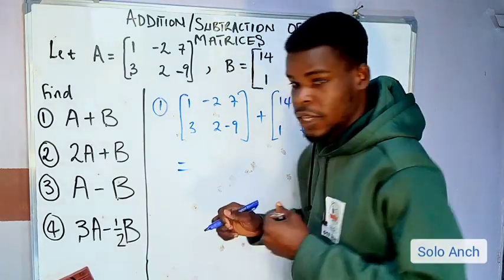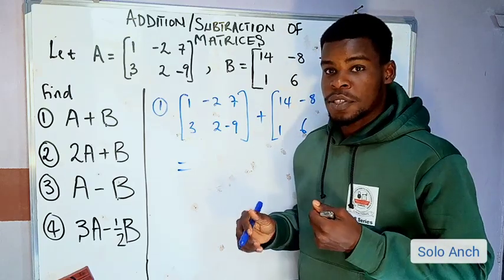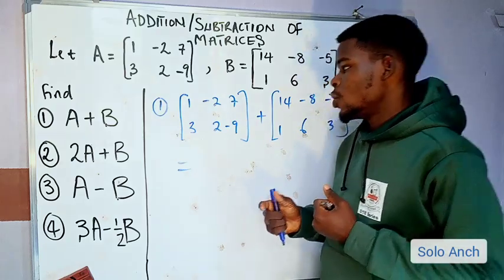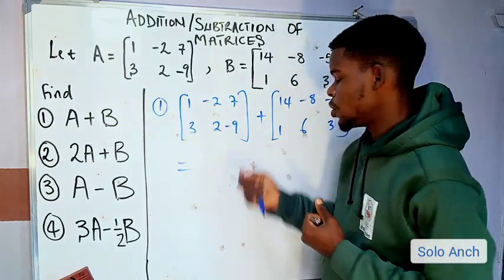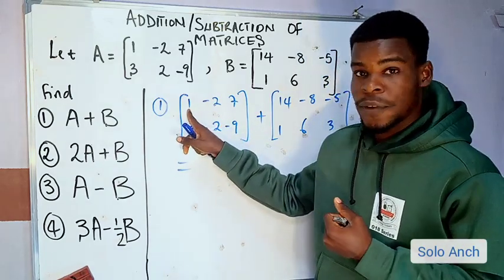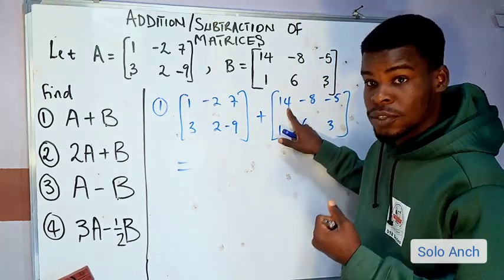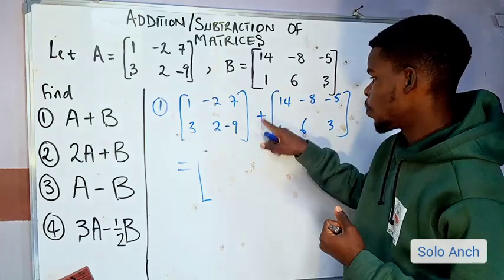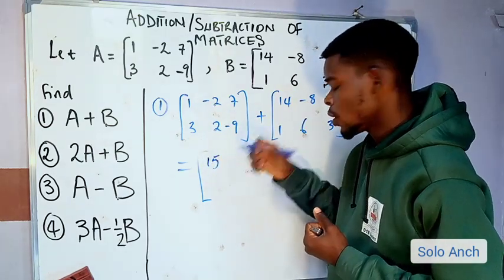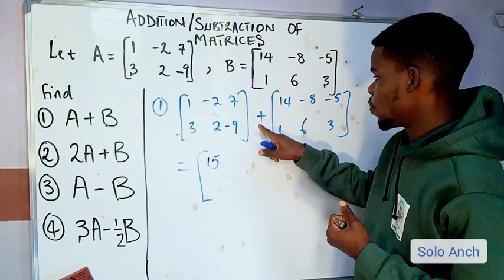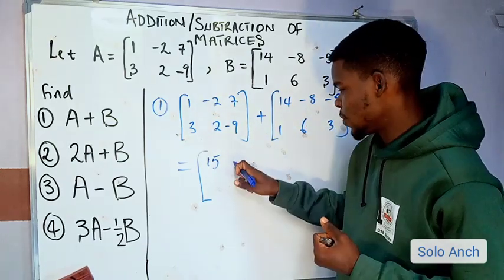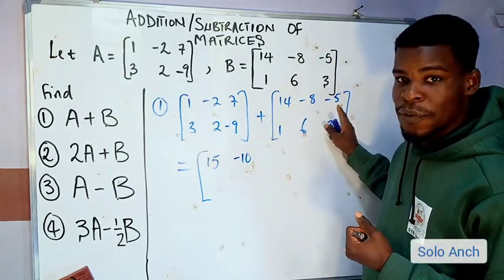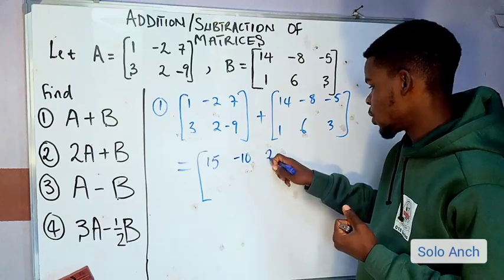As we talked about in our previous video, addition of matrices is possible when they have the same dimensions. When you add matrices that have the same dimensions, you add the corresponding entries. So you take the element in the first row, first column, and add it to the element in the first row, first column in the second matrix. That means our result will be 1 plus 14, which is 15. Corresponding entries are added together. -2 plus -8, when you add a negative to -8, of course you're going to have -10. Then 7 plus -5, which is the same as 7 minus 5, which is 2.